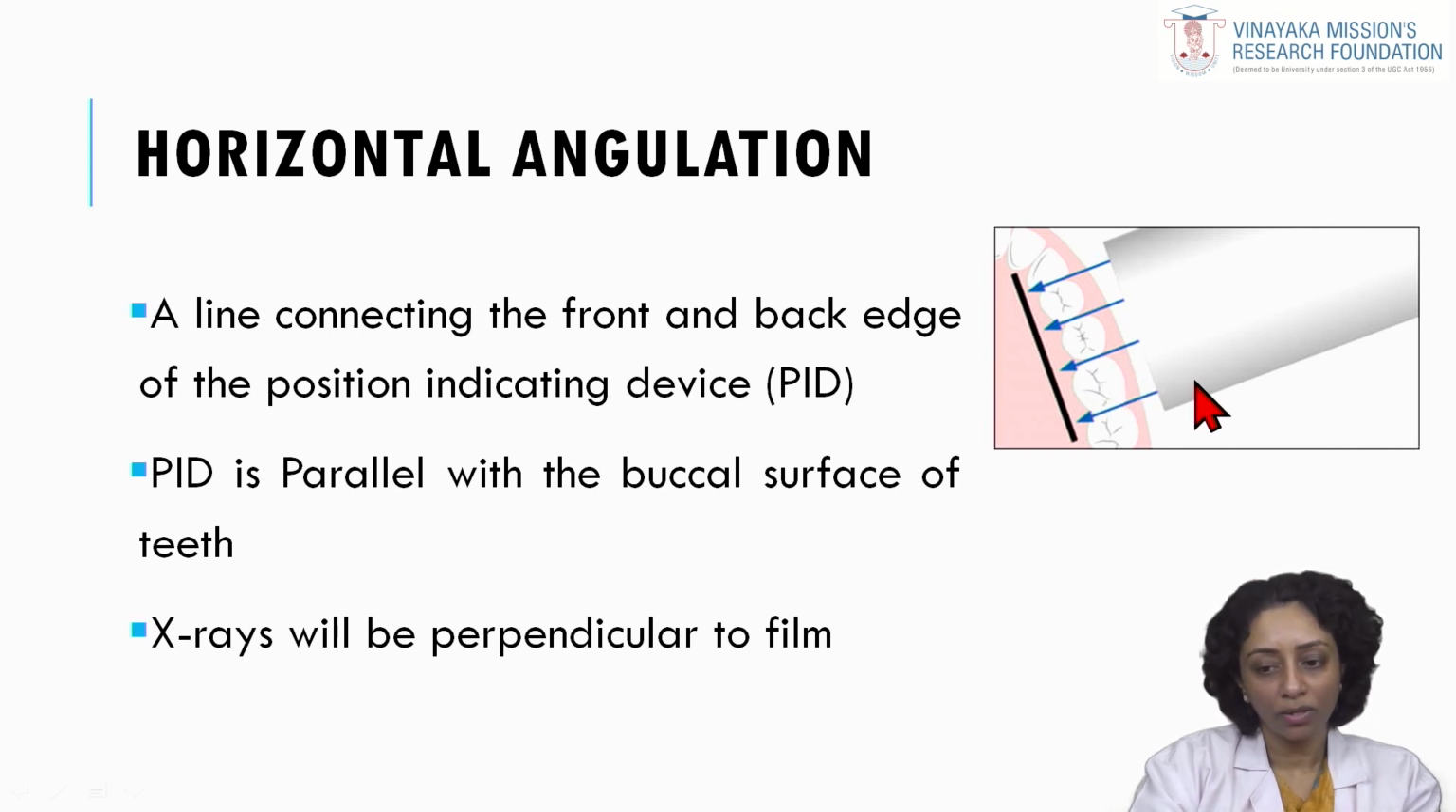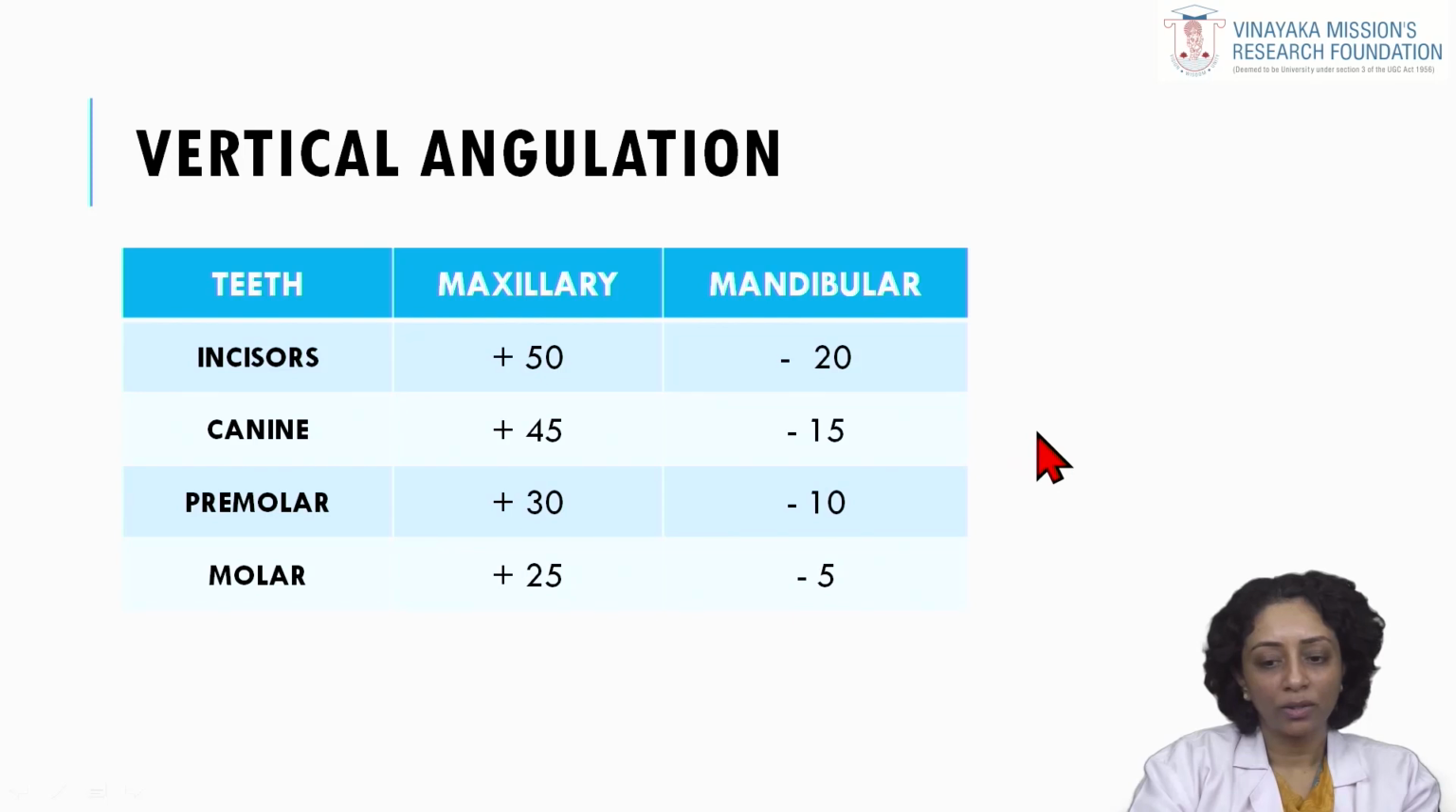Then it is called the horizontal angulation, and usually the horizontal angulation is considered to be 0 for the bisecting angle technique, so that the X-rays will be perpendicular to the film. So this is the horizontal angulation, which always tends to be 0 degrees. Then comes the vertical angulation.